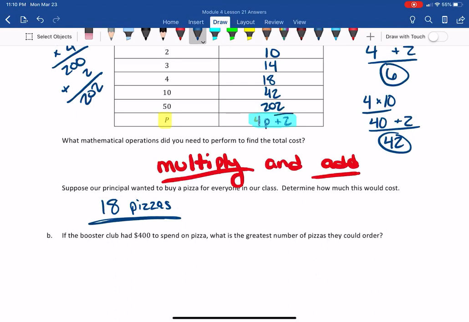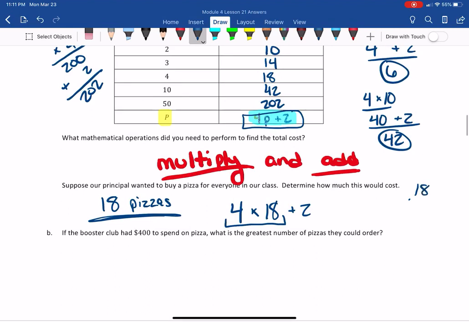So I can use this equation that we found: 4 times the 18 for P, for pizzas. And then I'm going to add my $2 delivery charge. Right? This is why we learn order of operations. You have to multiply first before you add. So if I take 4 times 18, scratch math, $72, but then I need to add my $2 delivery charge for $74. That's how much the principal would have to pay.